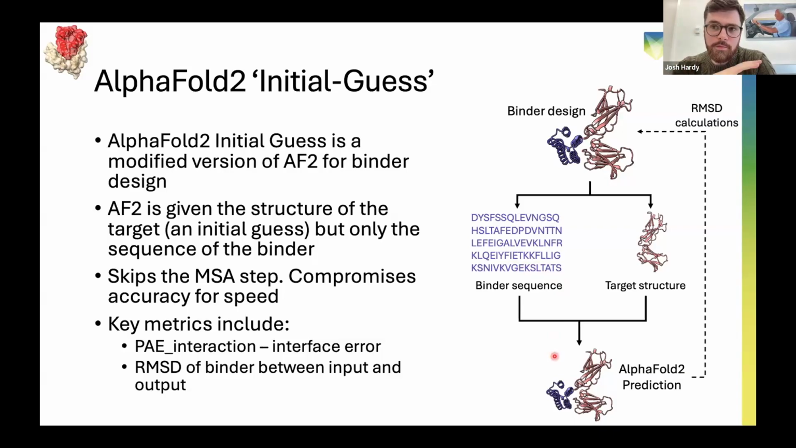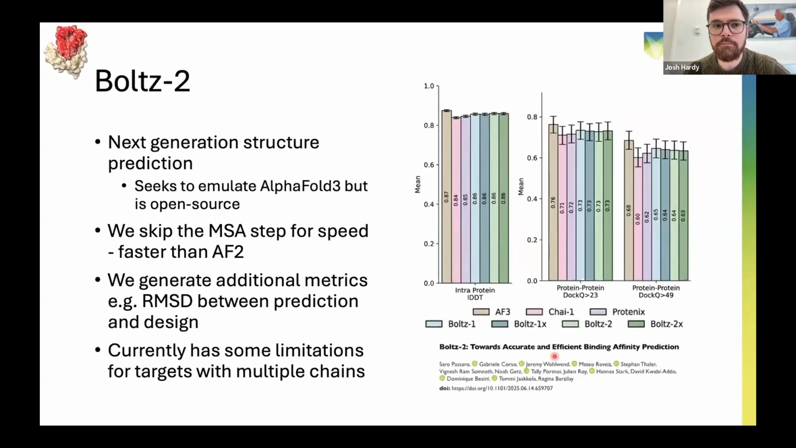So this is not the normal version of Alphafold 2. This is a faster implementation, so the multiple sequence alignment step is largely skipped, but it's still quite useful and has been used a lot for binder design. And there are some key metrics too. The PAE interaction score and the RMSD between the input and design are two really crucial ones that you can use to filter by.